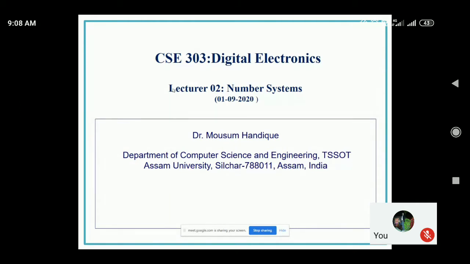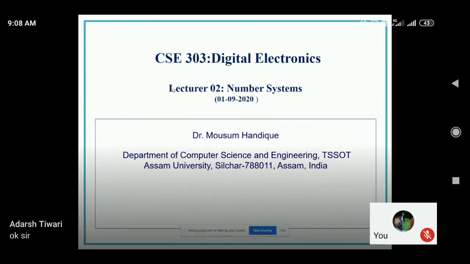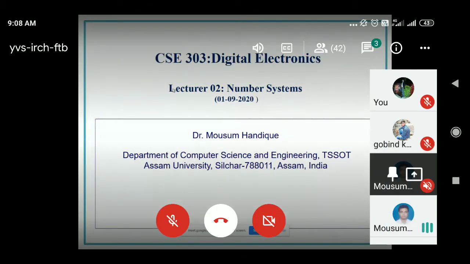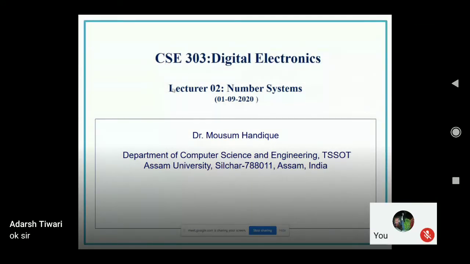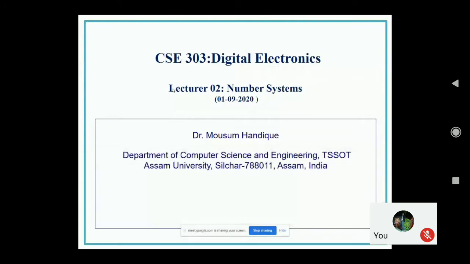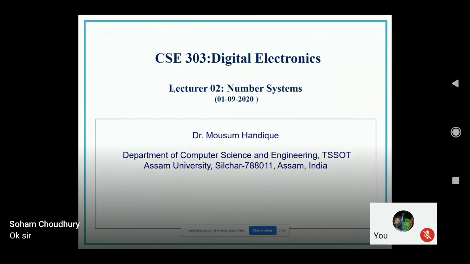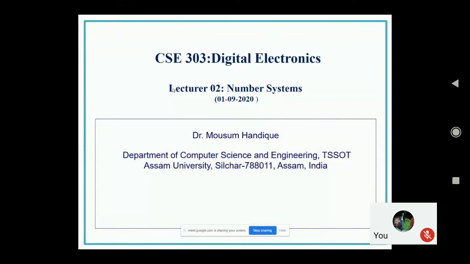Remember one thing, tomorrow according to the class timetable your class will be from 10 to 11. But the problem is that today I have some particular work, so I am taking only 1 hour class. And tomorrow, though the class is scheduled from 10 to 11, I will start from 9 a.m. to 11 a.m., instead of 10 a.m. Today I am taking only 1 hour because some moderation and other tasks are there, so I will complete that task.